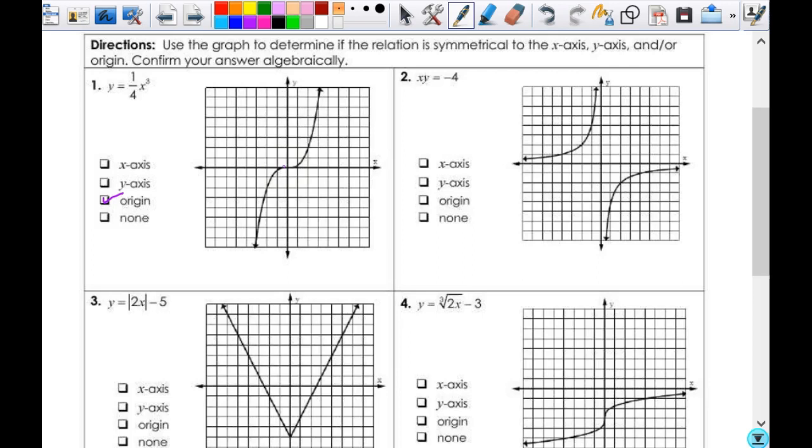The test for origin symmetry is to replace the x and the y, right? So we're going to replace y with negative y, and that gives me 1/4, and we replace x with negative x, right? Oh, shoot, I did. I said 1/4, put 1/2.